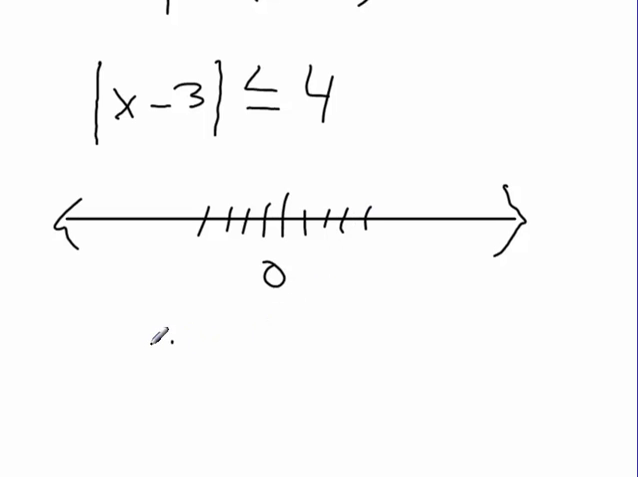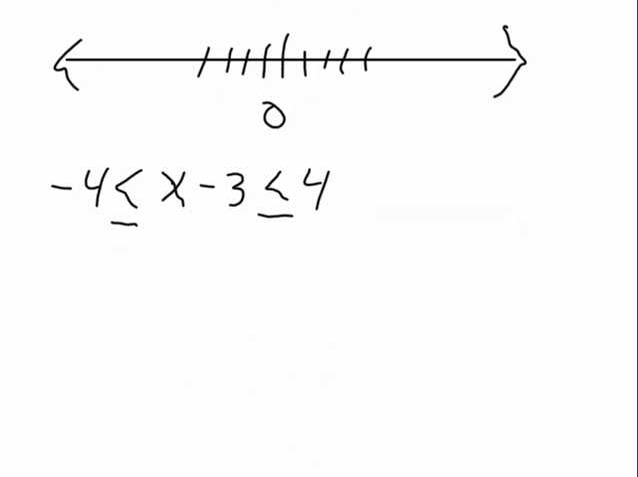I would say that x minus 3 has to be between -4 and 4, and that's less than or equal to, so I need to say less than or equal to. Now look at this compound inequality that we've created. It says -4 is less than or equal to x minus 3, which is less than or equal to 4.